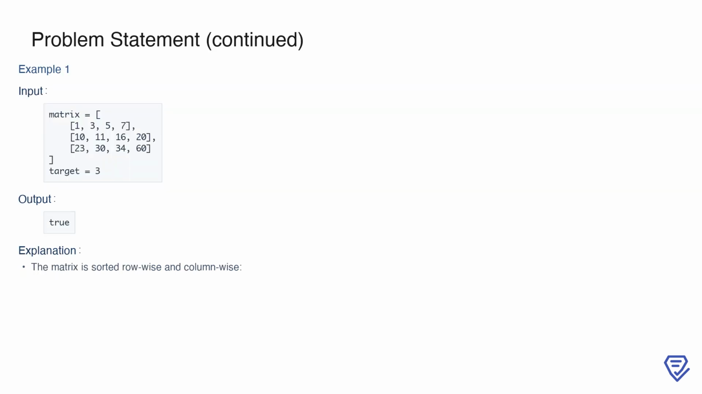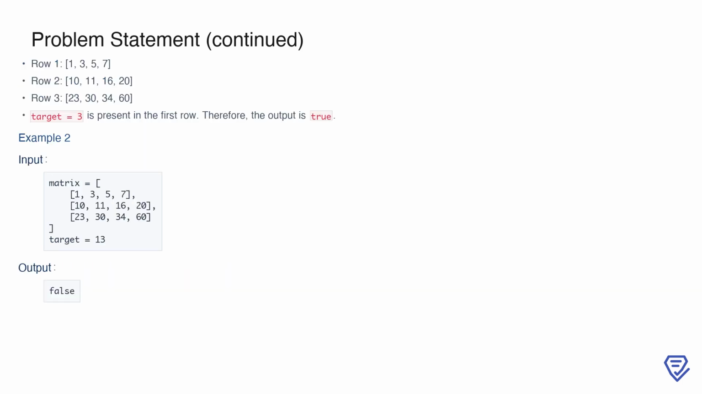Let's look at the first example to understand this problem more clearly. Here, the matrix is a 3x4 grid with the rows and columns sorted as follows. The first row contains 1, 3, 5, 7, the second row contains 10, 11, 16, 20, and the third row contains 23, 30, 34, 60. The target we are searching for is the number 3. Since the matrix is sorted both row-wise and column-wise, we can see that 3 is present in the first row. Therefore, the output for this example is true.